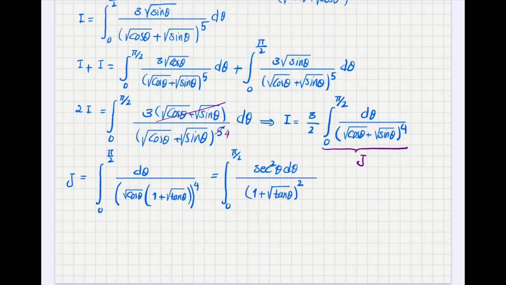Okay, now what can I do here? I want to calculate this integral. I made a mistake. This is not 2, this is 4. So let me clean that. This is not 2, this is 4. Okay.